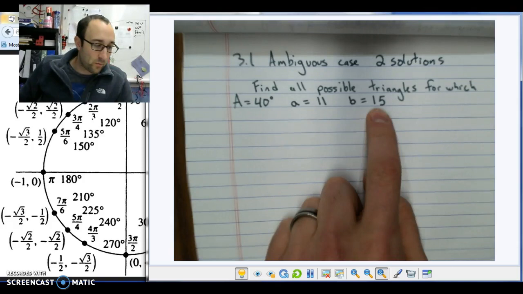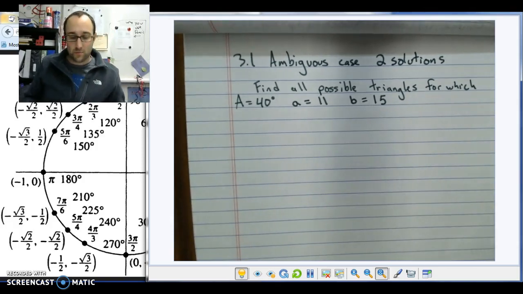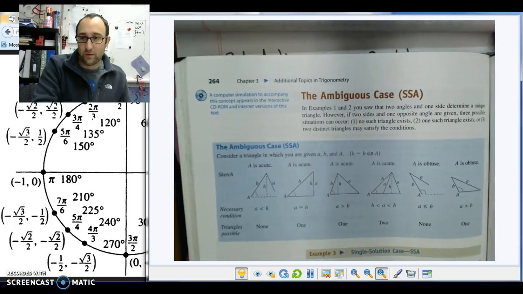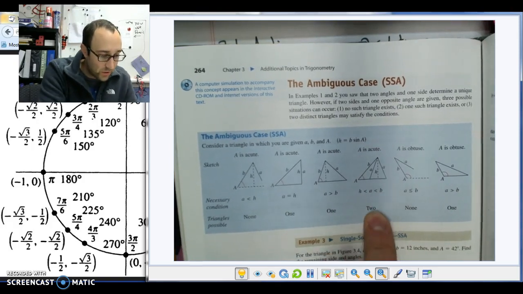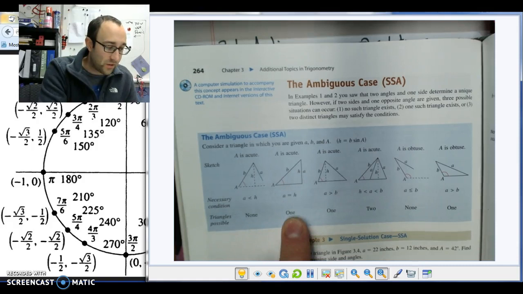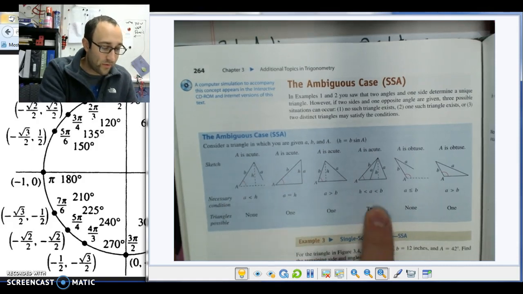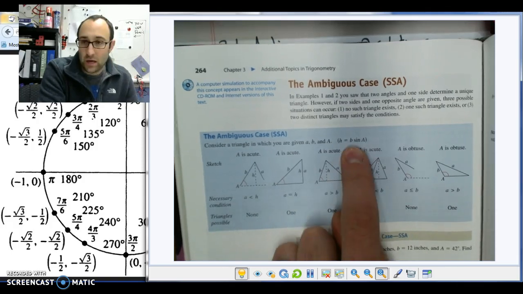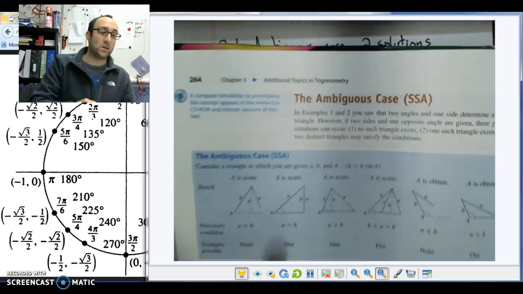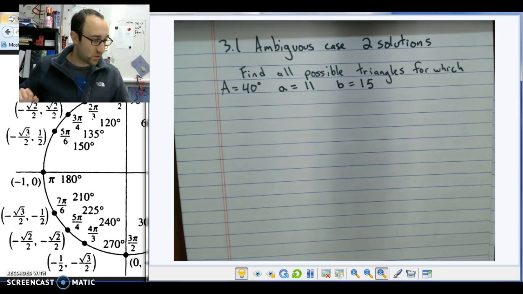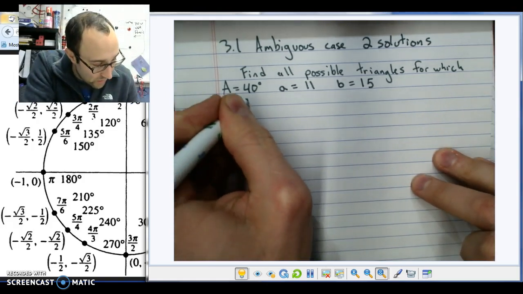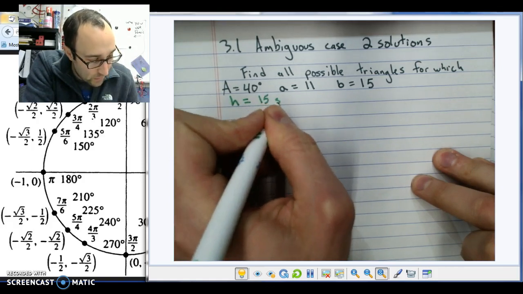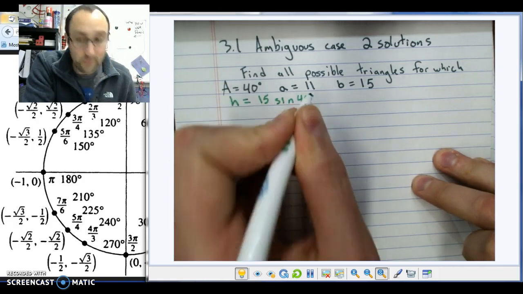So right now, I know b is larger than a. If I go back to that handy little blue reference sheet, I can say that b is larger than a, so it could be this one, not this one, it could be this one, and it could be that one. So we need to figure out where h falls into this. Remember, h is b sine A. So let's do that part first. We're going to say h equals 15 sine 40 degrees.